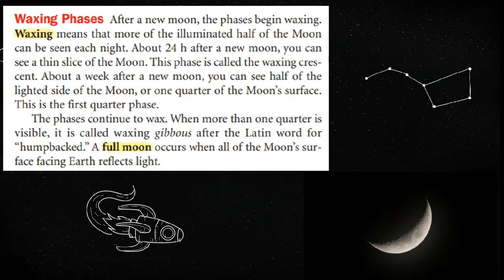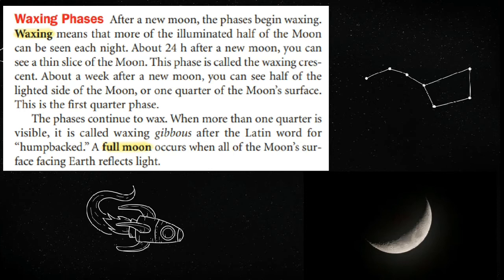About 24 hours after a new moon, you can see a thin slice of the moon. This phase is called the waxing crescent. About a week after a new moon, you can see half of the lighted side of the moon, or 1/4 of the moon's surface. This is the first quarter phase.